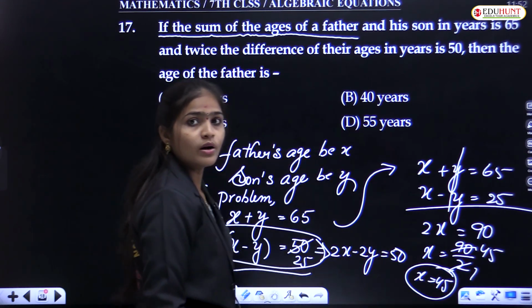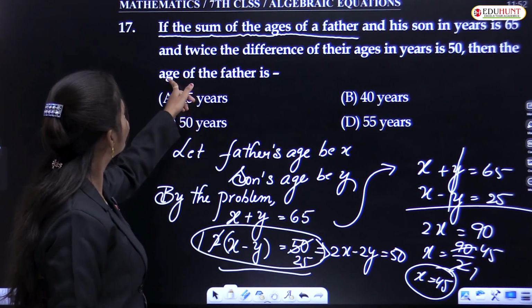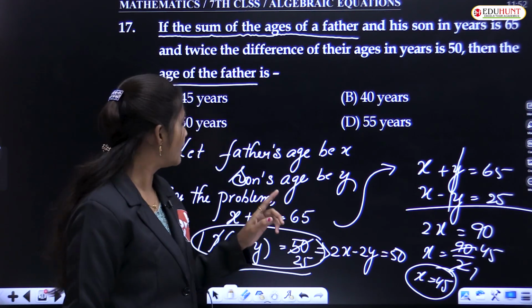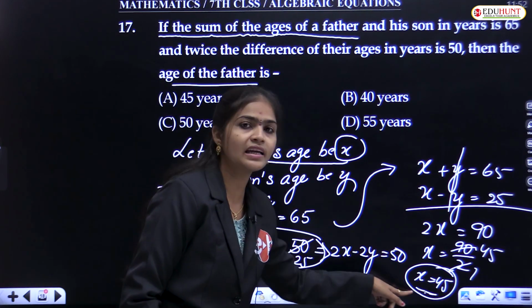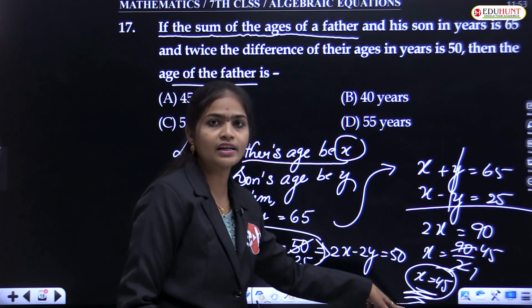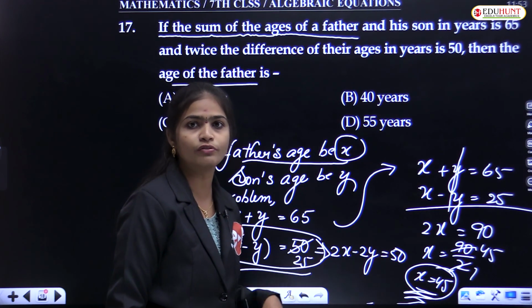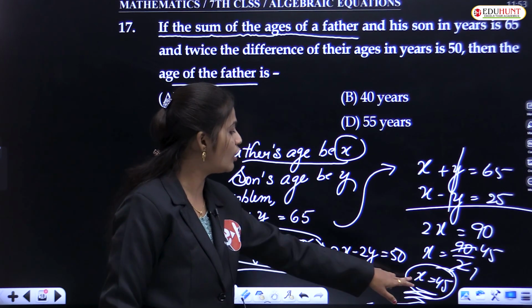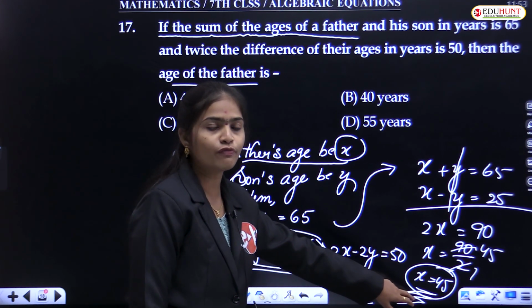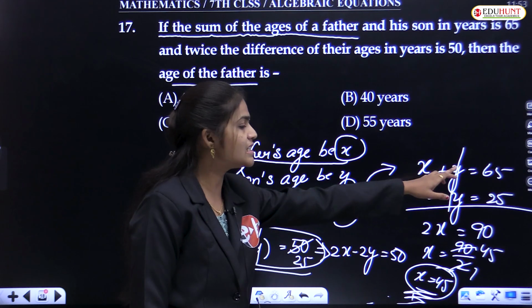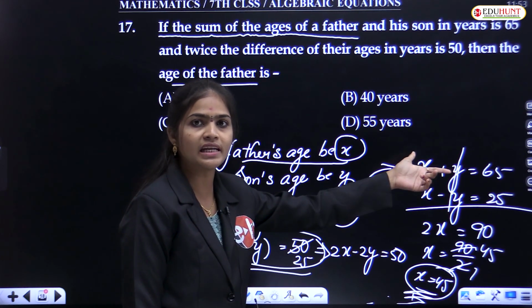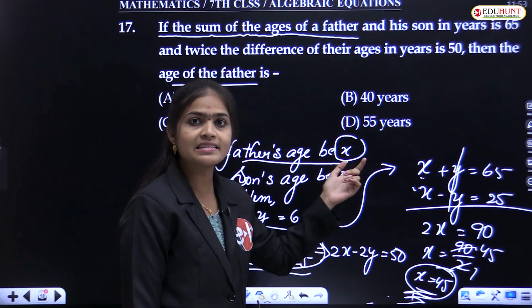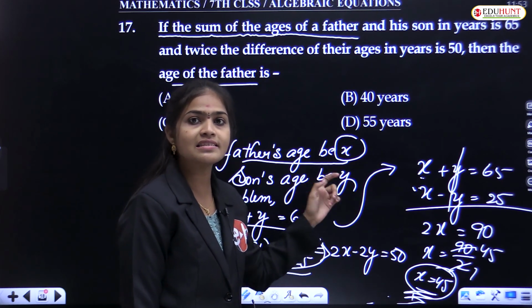So what are they asking in that question? We need to find the age of the father. The age of the father we took as x only, no? So that's what we got here, the x value. So no need to find the y value. If you want to find it, then you can go for the y value also. Here x is equal to 45, so 45 plus y is equal to 65. So y is equal to 65 minus 45, which is 20. So the son's age is 20 and the father's age is 45.